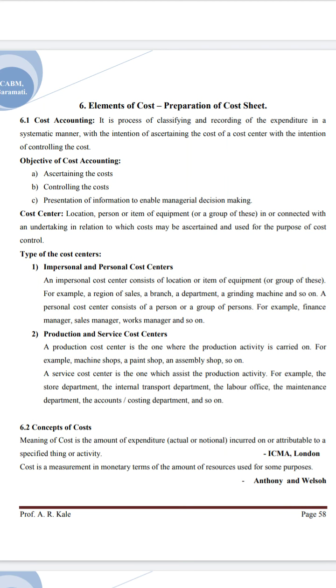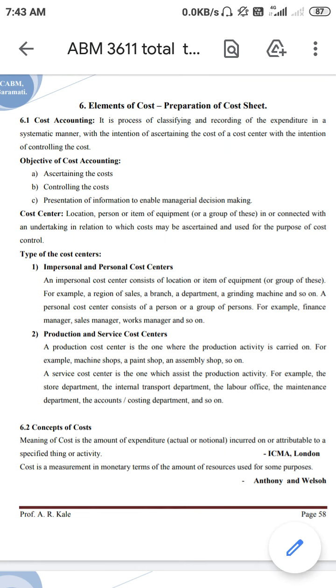Okay, and in personal cost centers, a person or a group of persons is selected as a cost center, like finance manager, sales manager, works manager, and so on.